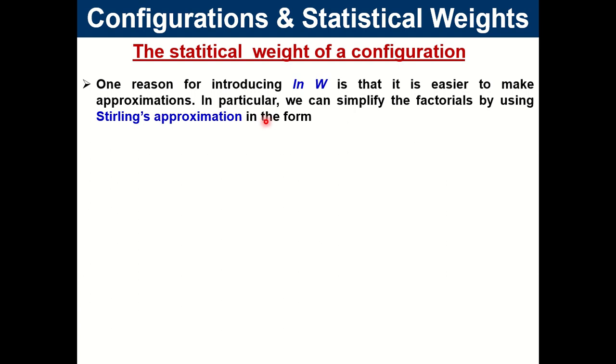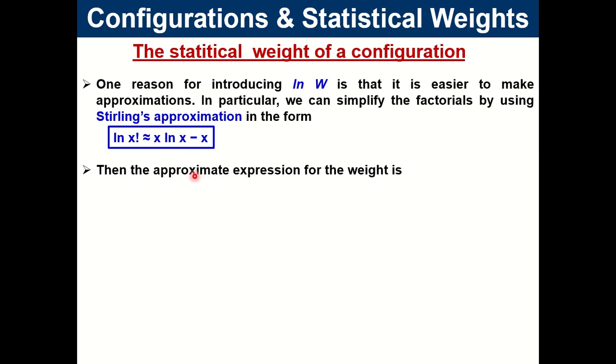By introducing ln w, it is easier to make approximations. In particular, we will be using the Stirling approximation form, that is ln x factorial is approximately equal to x ln x minus x. So this expression will be helping us in simplifying the mathematics.